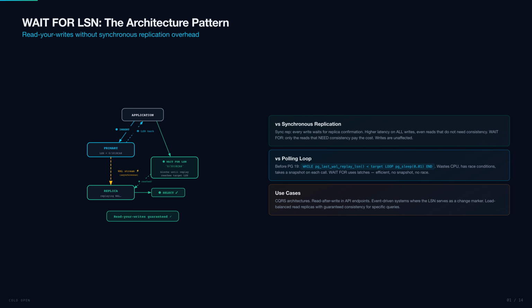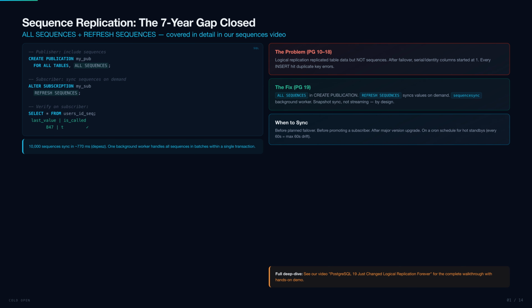This is the pattern that MongoDB calls causal consistency with afterClusterTime. PostgreSQL 19 brings the equivalent with wait for LSN. Sequence replication. I covered this in depth in our dedicated sequences video, so here is the summary.